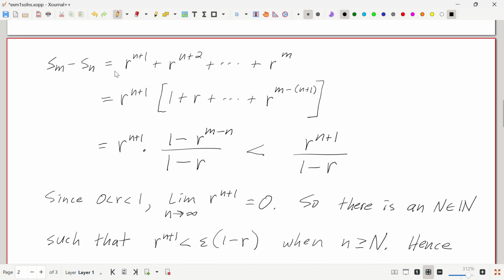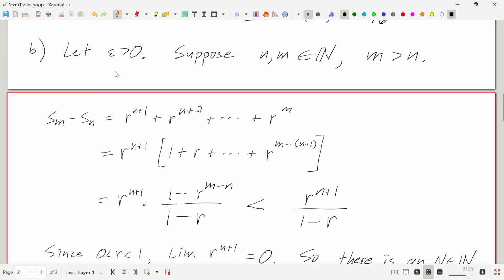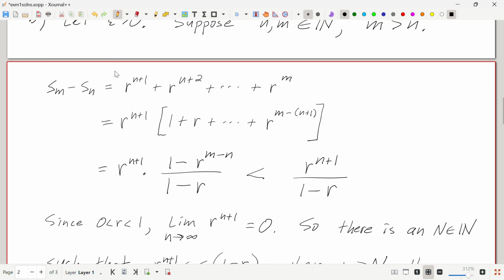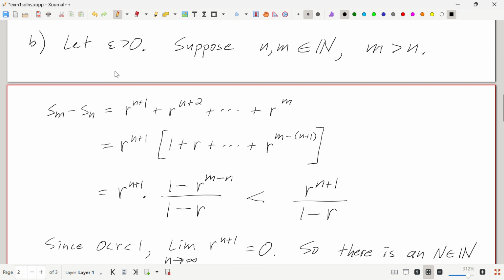Let's see, so given epsilon bigger than 0, we want to find a positive integer so that if n and m are both bigger than the positive integer, the terms are really close together: S_m minus S_n. I want to make that difference less than epsilon. Well, you can write out explicitly what that is. I like to assume that my m is the big one. Doesn't matter which one's the big one.